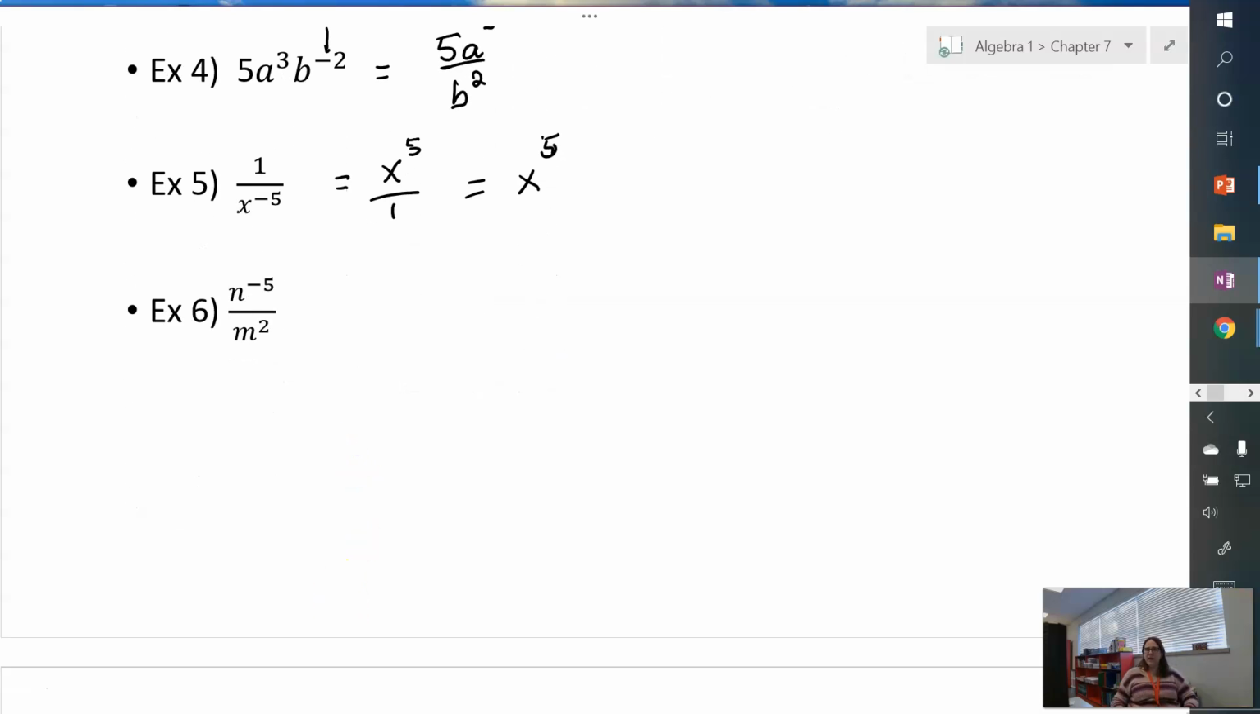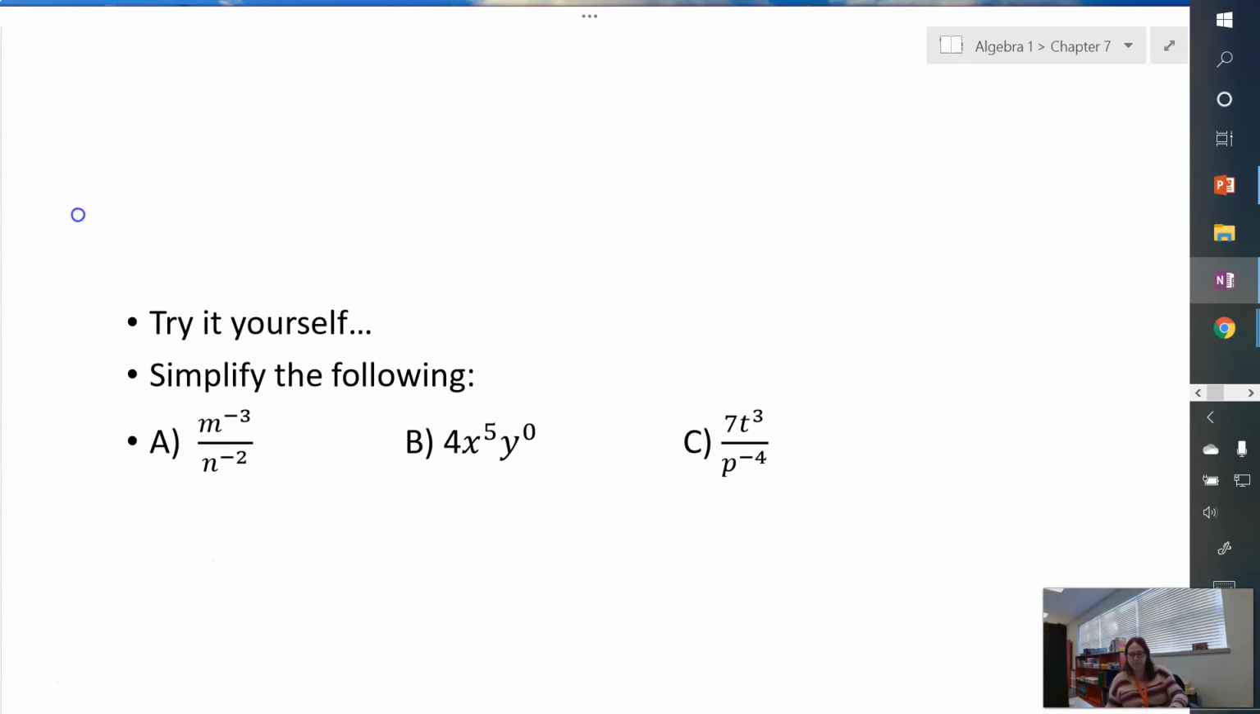Now we've got n to the negative 5 over m to the 2. Move the n to the negative 5 downstairs. It was upstairs, it goes downstairs. My m to the 2 does not have to move, so it's going to stay downstairs. And then put a 1 on top. If there's nothing left in your upstairs, you got to put a 1 in there.